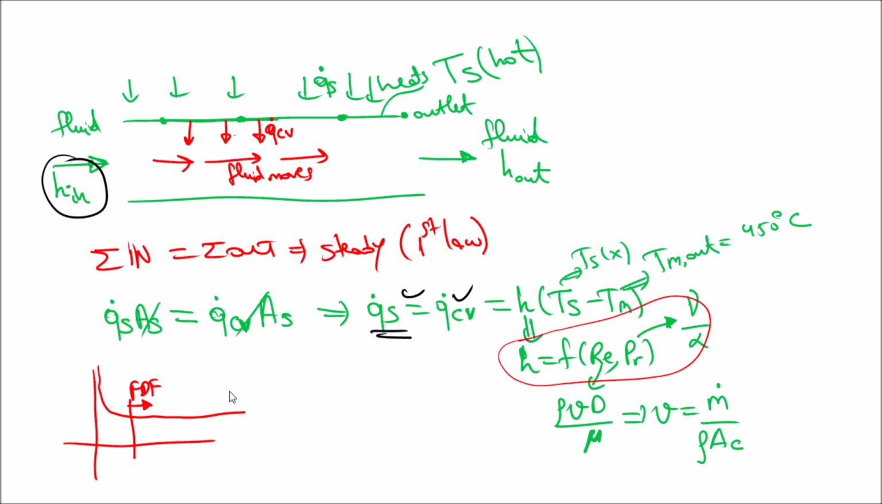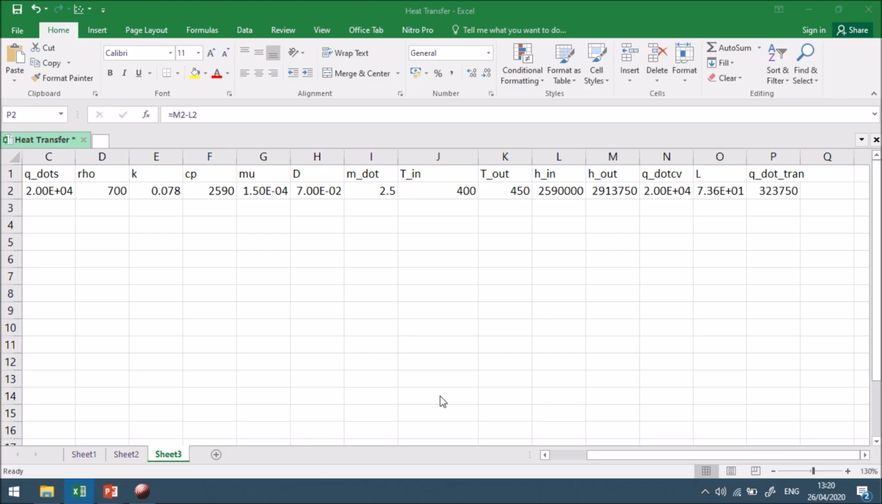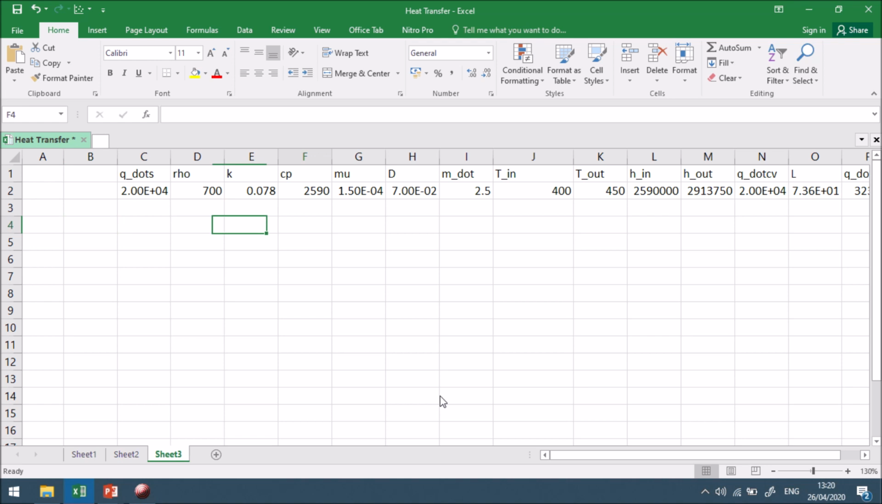Okay, for that case, check if we are in FDF or not. For that one, I should check if it is laminar or turbulent. So therefore I should find, so this one is the one. So 1A: check laminar or turbulent, because I have different equations for laminar and for turbulent. First let's check if it is laminar or turbulent. I should find the Reynolds number.